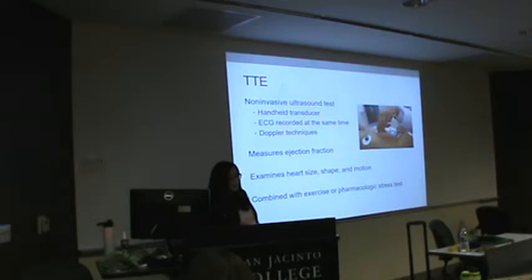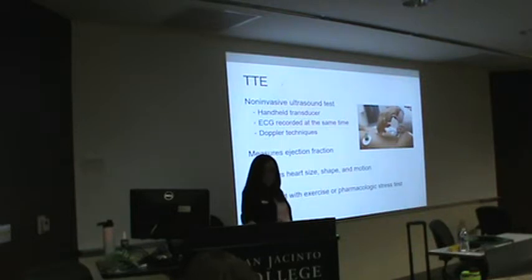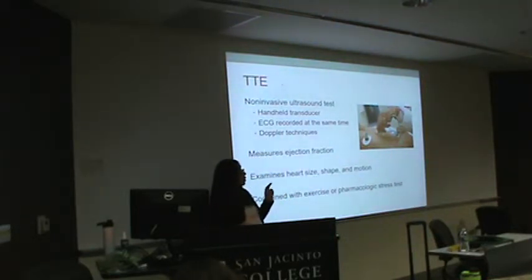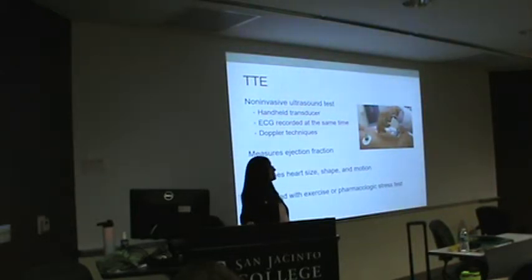So TTE could be combined with the exercise or pharmacological stress test. Usually if there are abnormalities in ventricular wall motion during the stress test, but not during rest, it's highly suggestive of CAD. Yes. So when it's performed with the exercise or pharmacological stress test, if there are abnormalities in the heart during the exercise, then it's more indicative of CAD. So they may require further evaluation and get a cardiac cath done.